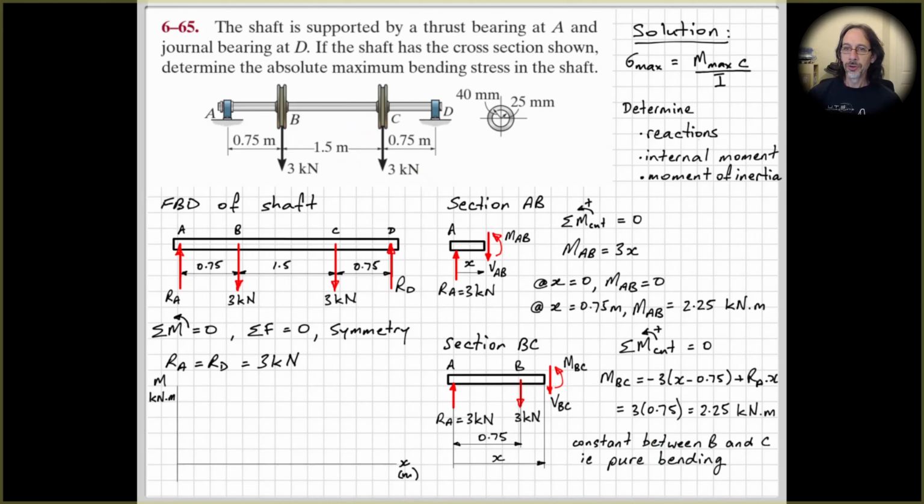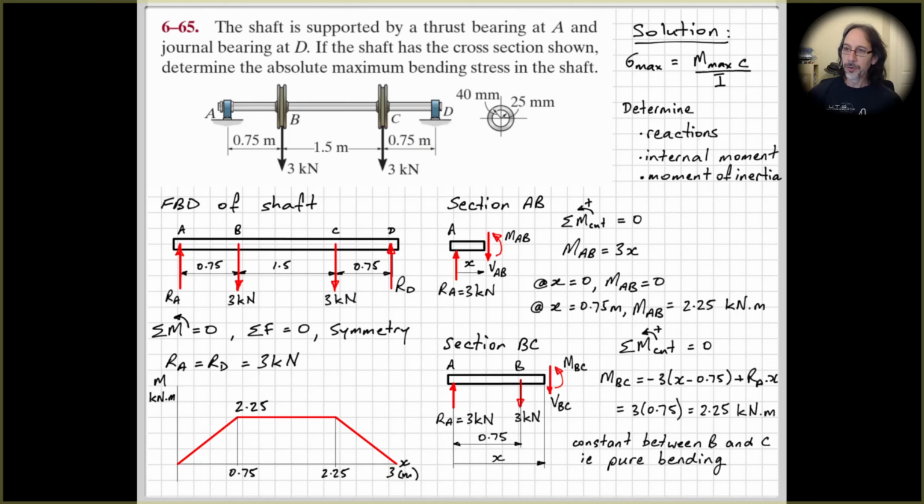All right, so if we now draw our bending moment diagram, we can see that we start from 0, linearly increasing to 2.25 at the pulley B. Then we have a constant 2.25 between the 2 pulleys, and then at C we'll come back down linearly to 0 at point D, which is 0.75 plus 1.5 plus 0.75 is 3 meters. So that's what I've got down here.